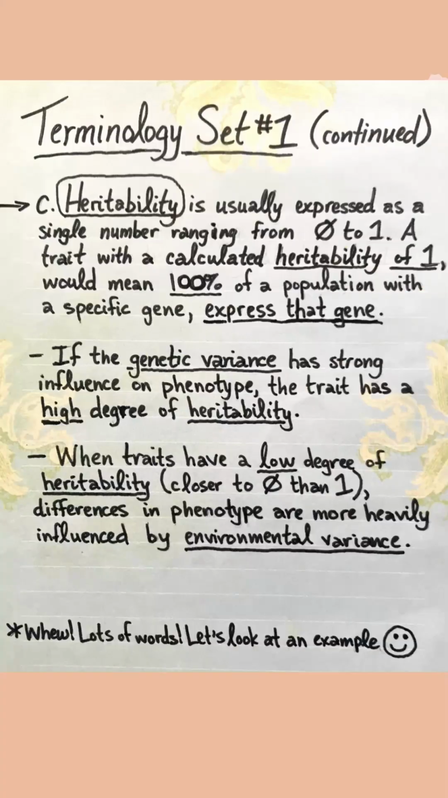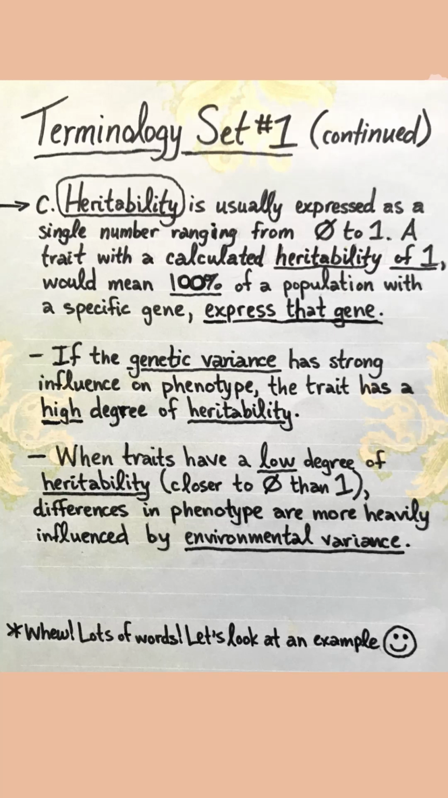Heritability is usually expressed as a single digit ranging from 0 to 1. If a trait has a calculated heritability of 1, that means 100% of people that have that gene express that gene. So heritability of 1 is very high. If genetic variance has a stronger influence on the variation in phenotype, then it's considered to have a high degree of heritability. So if a trait has a heritability closer to 1, then the genetic variance has more influence over phenotype than the environmental variance. When traits have a low degree of heritability, that means the trait has a heritability calculated closer to 0. Woo, that was a lot of words.